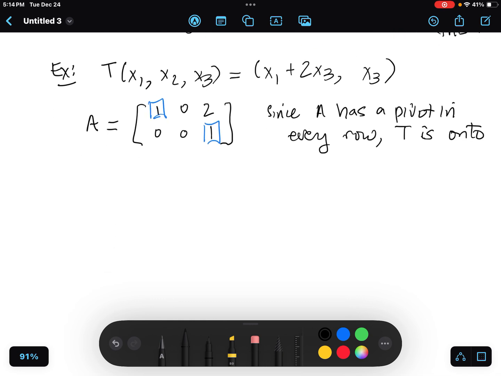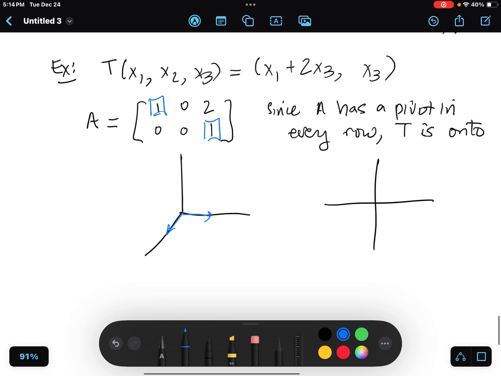And let's draw a picture to convince ourselves that that is in fact true, to get an idea of what's going on. So you have the domain R3 and the codomain is R2. And if you plug in the standard basis vectors E1, E2, and E3, those are going to go to, see, I look at the columns of A. E1 will go to 1, 0. That's T of E1.